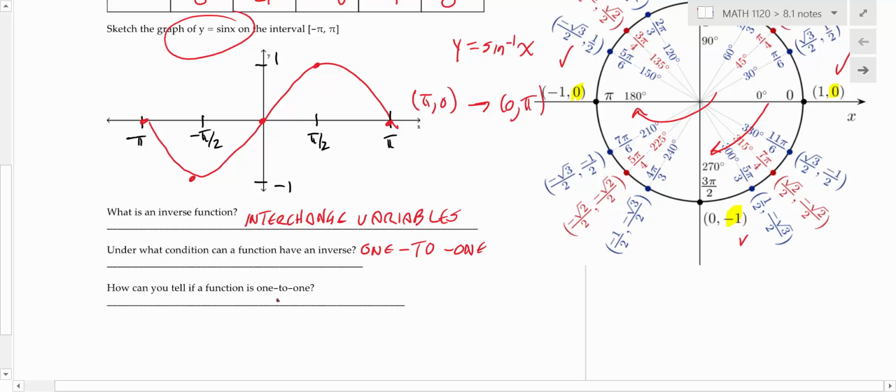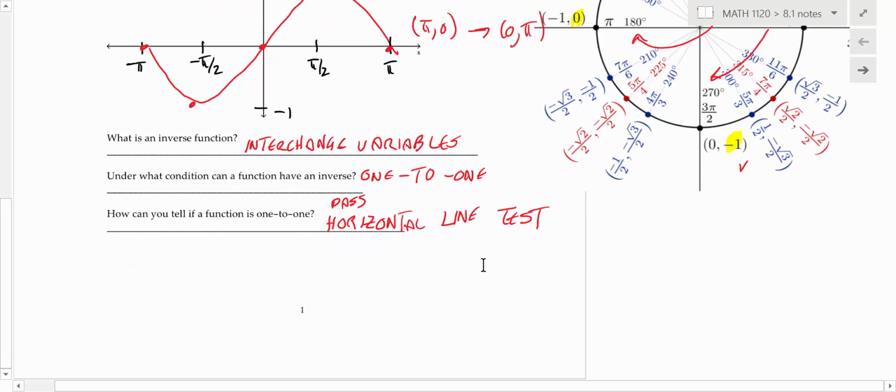How you can tell something's one-to-one, the simplest way to do this, is that it has to pass what's called the horizontal line test. I don't want to go too deep into that because you have to know a little bit about how inverses work to develop this graph I'm going to do.